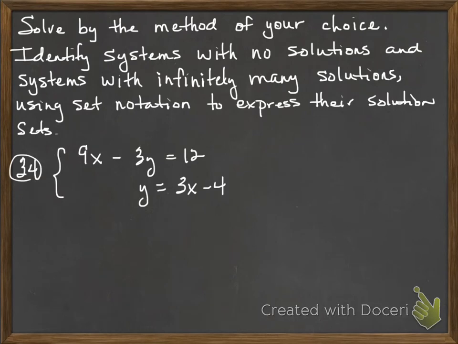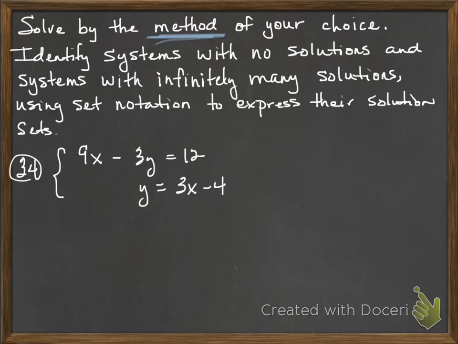The directions are going to change here, and they're just going to say, hey, you can choose your method here. So that means you can use substitution or you can use addition. It also tells us to identify systems with no solutions, if that's the situation, and also identify systems with infinitely many solutions, using set notation to express their solution.